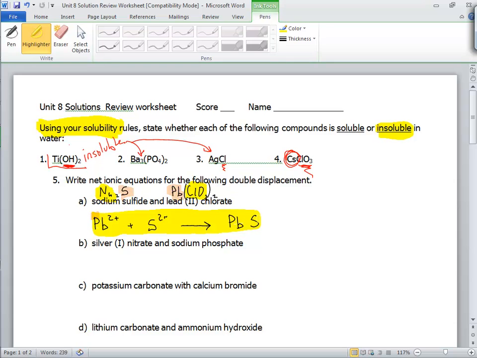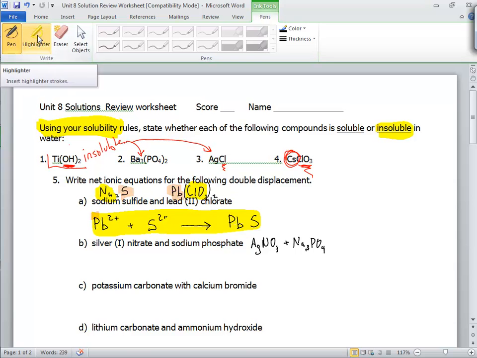Well, let's look at the next example. Silver 1 nitrate, remember the 1 is just telling us the charge, and so I'm going to kind of write that over here, AgNO3. That's in solution, and so those ions are actually separate and floating around. And sodium phosphate is also in solution because sodium is an alkali metal. So we have these ions.